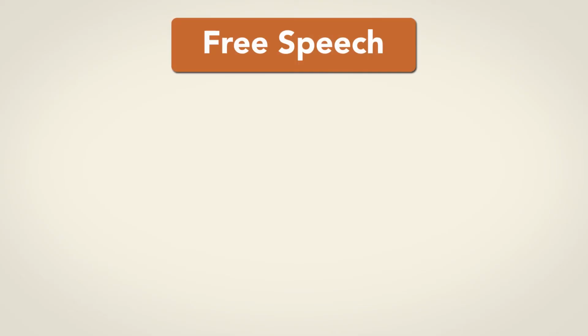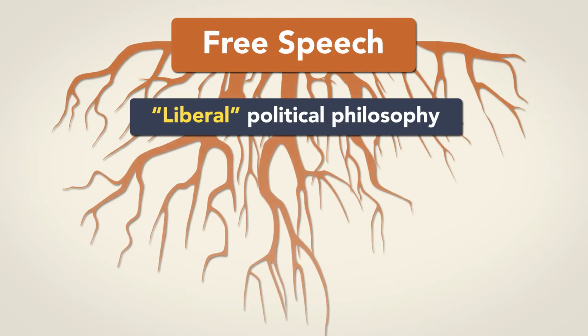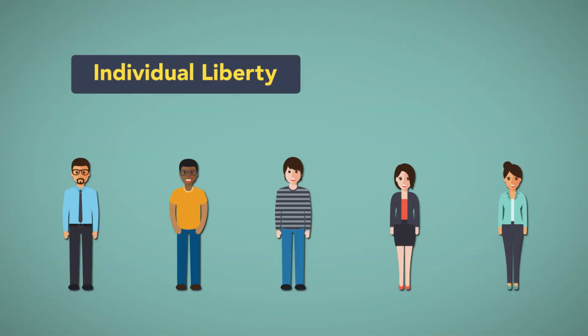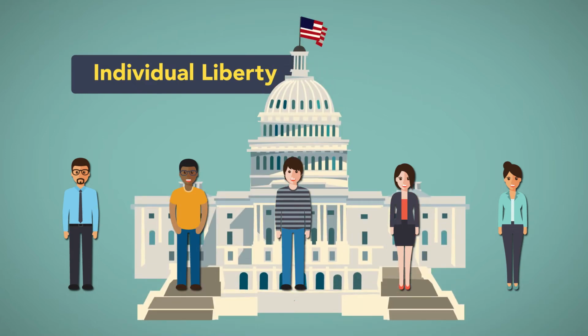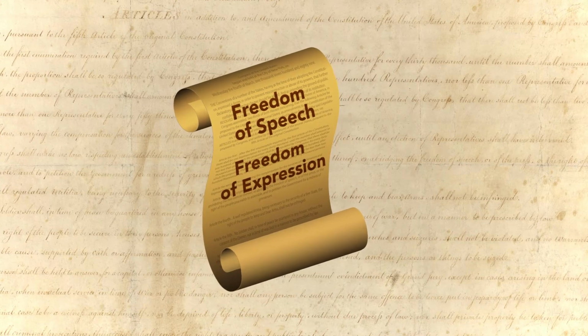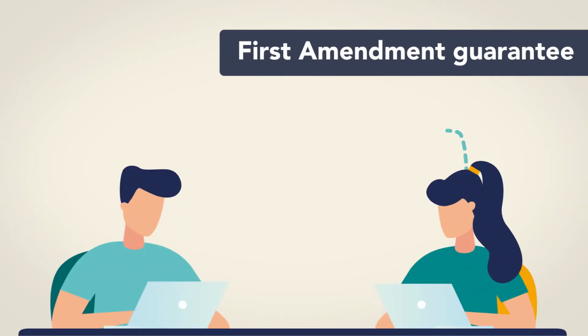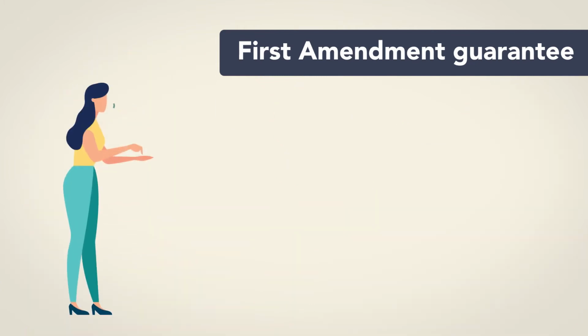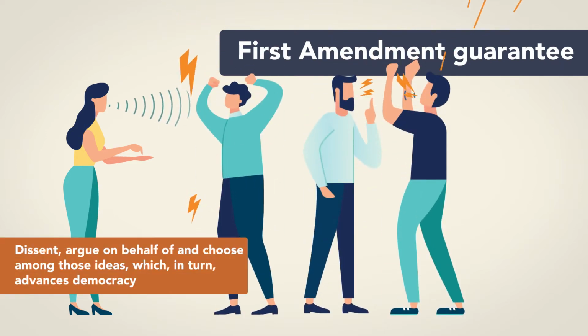The First Amendment's free speech provision finds its roots in liberal political philosophy. The term liberal in this context refers not to left-wing politics, but rather to individual political and civil rights and equal opportunity. Individual liberty is the primary political goal, and liberal political philosophy in this sense is part of the foundation of the United States government. The freedom of speech and expression is one of the seminal values of the American constitutional order. The First Amendment guarantee remains essential for the maintenance of a free society that values enlightenment and the free flow of ideas. Free speech is essential for democracy because there will always be some competing ideas. Robust debate helps people dissent, argue on behalf of, and choose among those ideas, which in turn advances democracy.